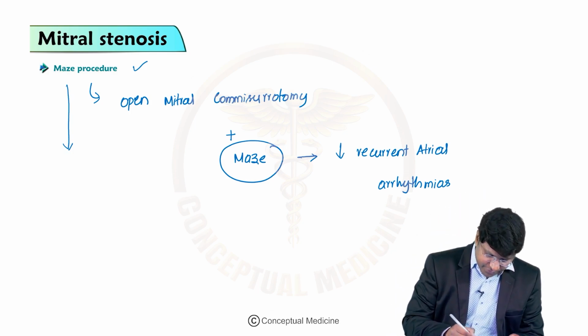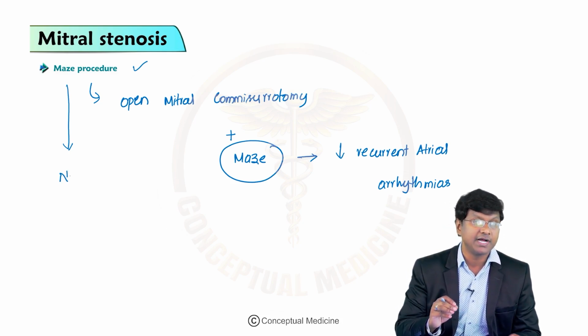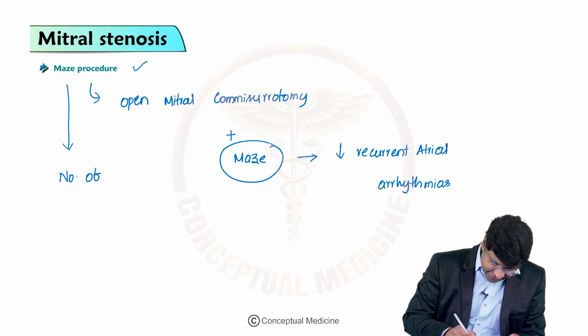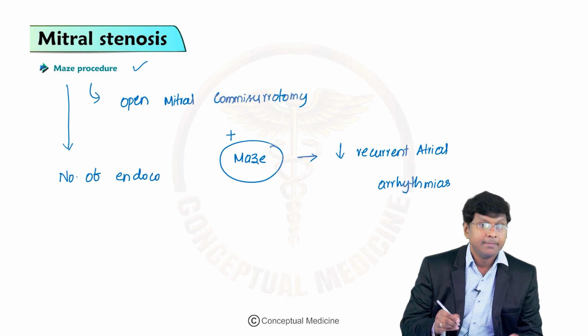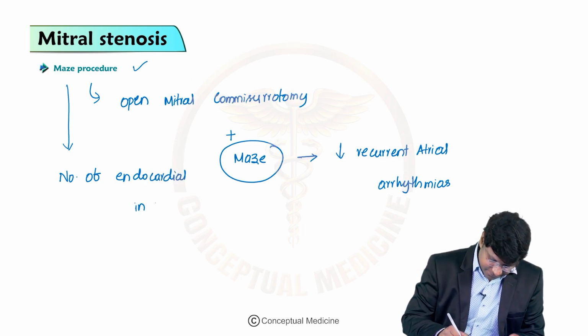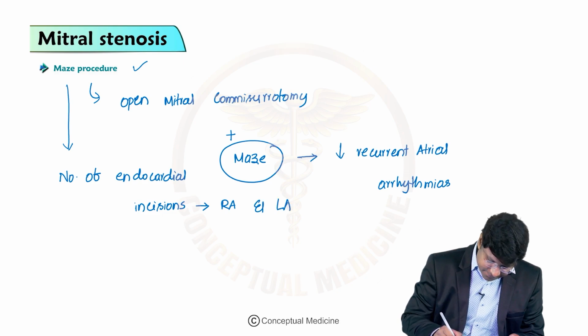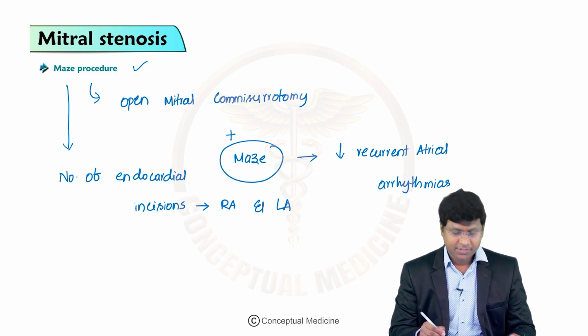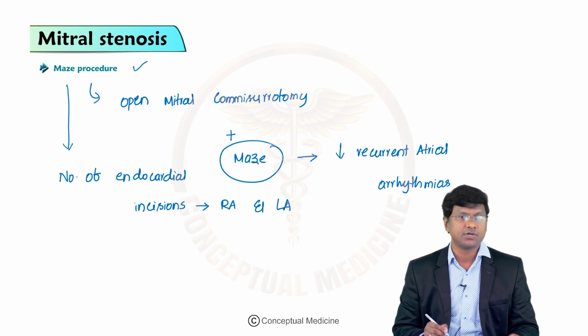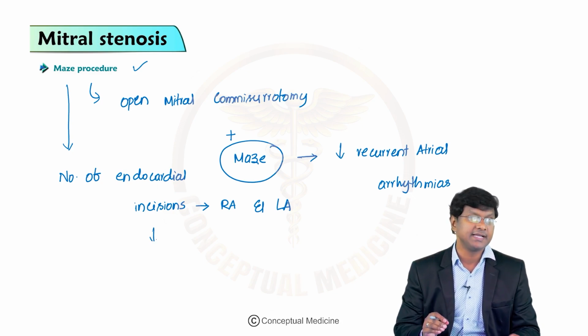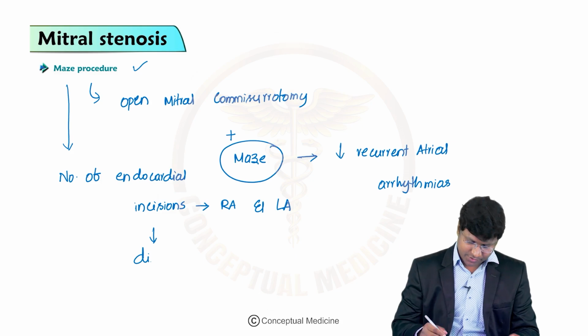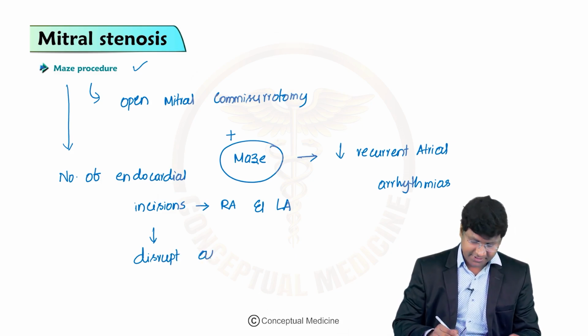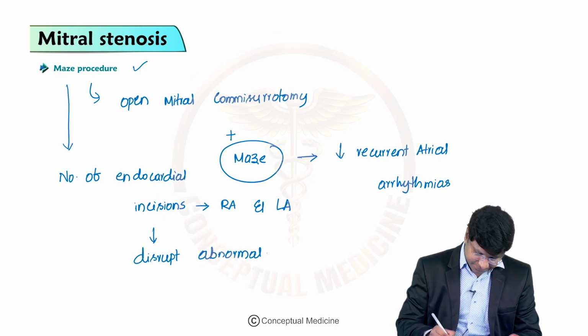So what do we do in the maze procedure? It involves a number of multiple endocardial incisions across the right as well as the left atria. Whenever you give a number of endocardial incisions across the right and left atria, that will disrupt the electrical activity that sustains atrial arrhythmias. So these incisions will disrupt abnormal electrical activity.